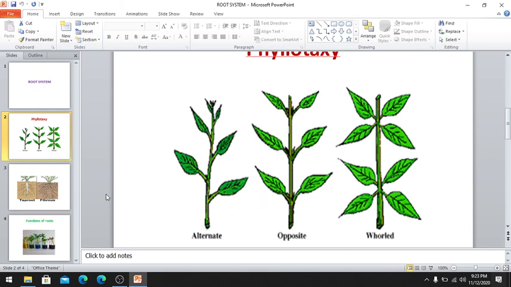And in the coming class, we are going to discuss about flowers and the types of fertilization and the types of flowers, how they are arranged in a plant. This all we are going to discuss.